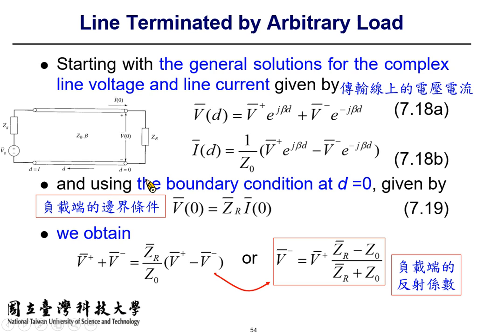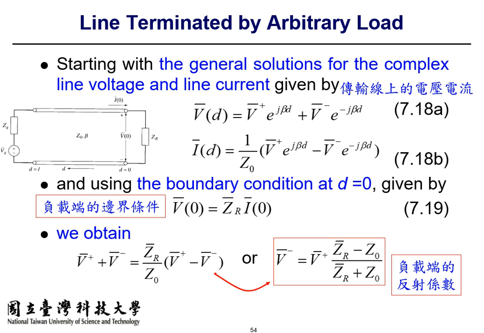So again, we can write down the total voltage and total current at a location on the transmission line. You write down equations 7.18a and b, which are the voltage and current at location d on the transmission line. Again, you can see both voltage and current are summations of the two components, forward going and reverse going.